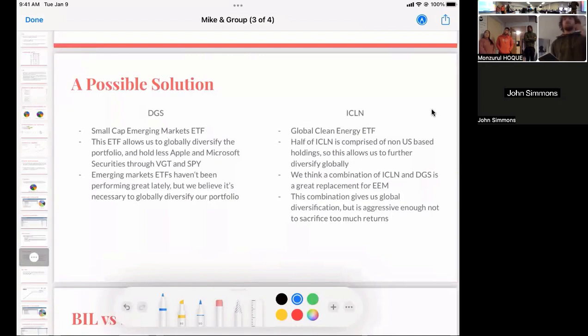It allows us to globally diversify the portfolio a lot more, and also helps us decrease our allocation to VGT and SPY, so we have less Apple and Microsoft stocks specifically. This is ESG compliant. It has no tobacco, alcohol, or any of those kind of stocks. And it also screens for the company's diversification, which I thought was very interesting.